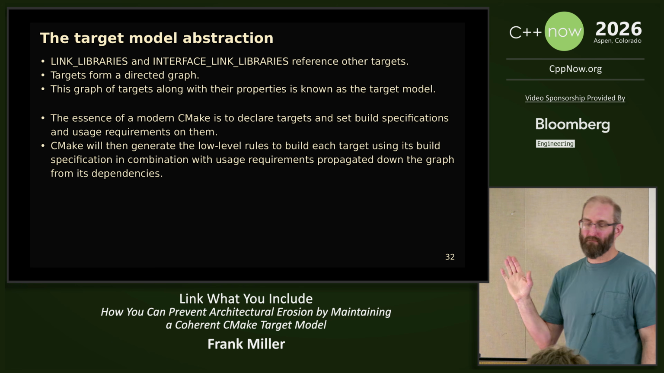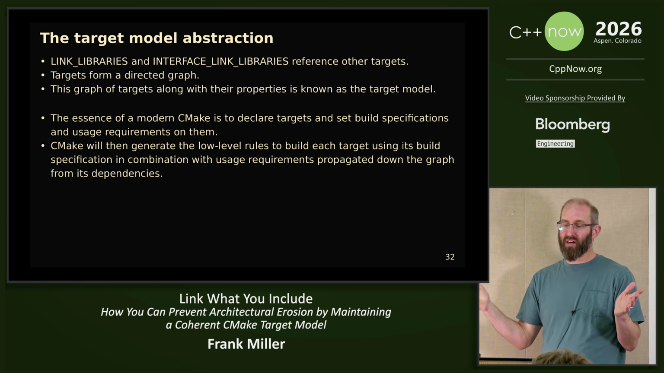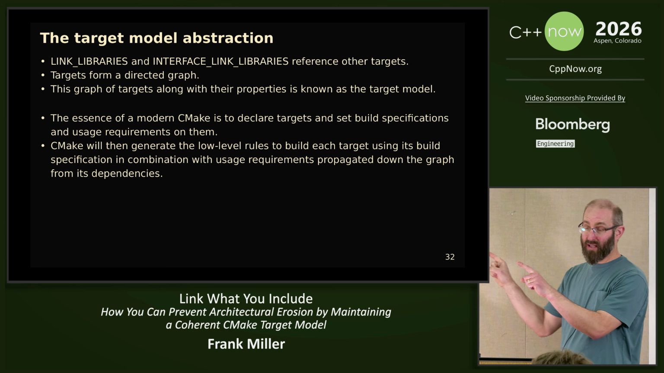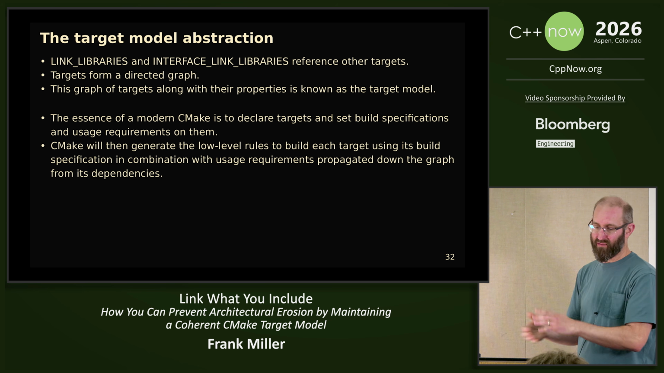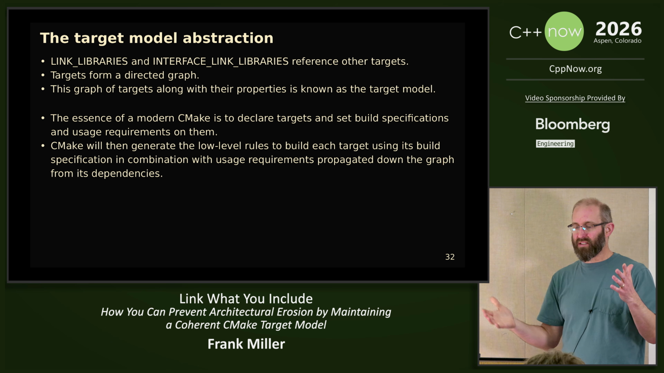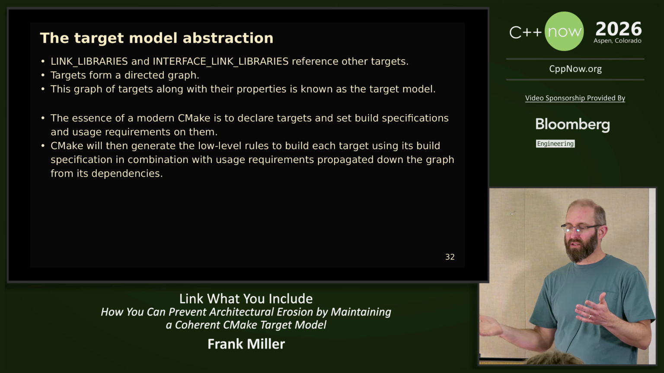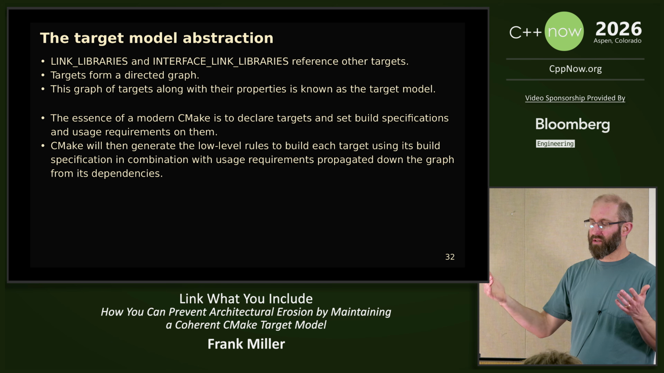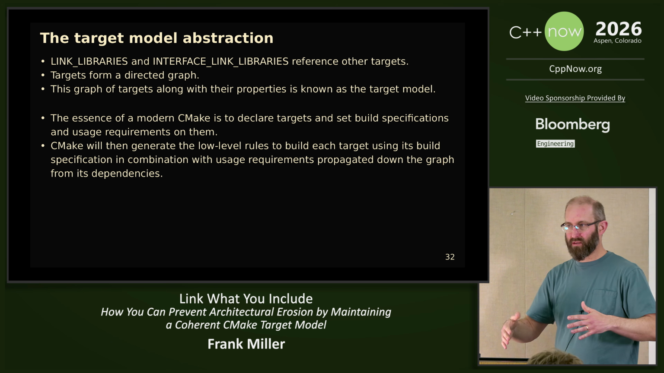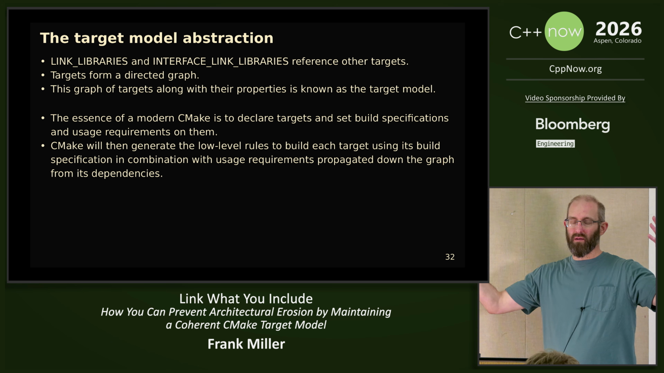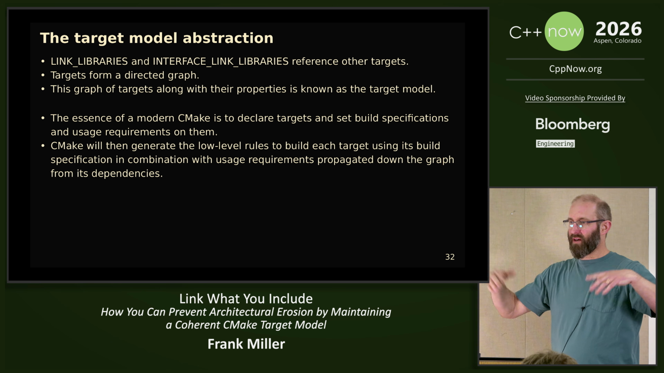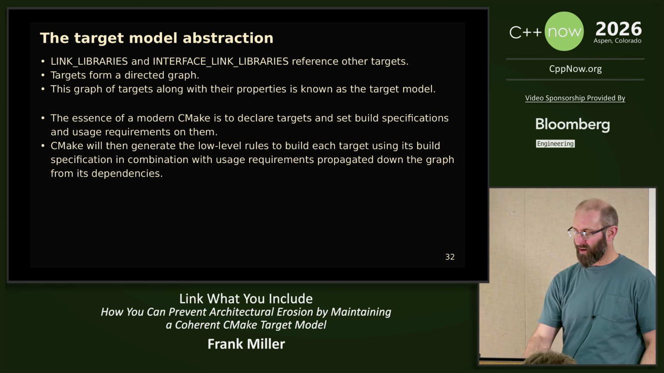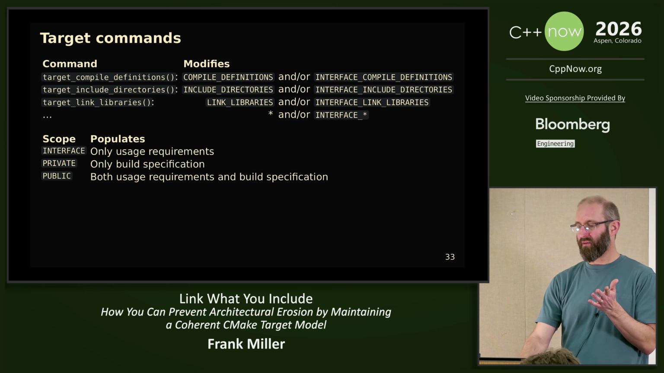Okay, so the essence of modern CMake is to declare targets and set build specifications and usage requirements on them, right? Declare targets. It's very declarative. And then given that, CMake will generate the low-level rules to build each target using its build specification in combination with usage requirements propagated down the graph from its dependencies. So we set up this target model, and then CMake goes to town and does all of the stuff that it needs to, and we don't have to worry about a lot of it. It's a really great abstraction.